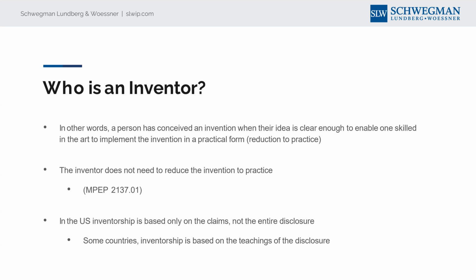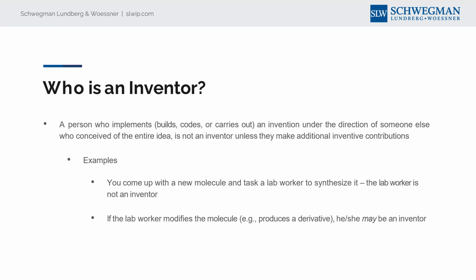Something that can trip people up, especially if they're newer to this, is that inventorship in the United States is based only on the claims, the actual claims that are filed. If somebody was part of a project and their contribution made it into the detailed description or an example in the application, but not in the claims, they're not an inventor. Some countries will allow inventorship based on what's in the body or the disclosure of the patent application, but not the US. So what actually ends up in the claims is what determines inventorship.